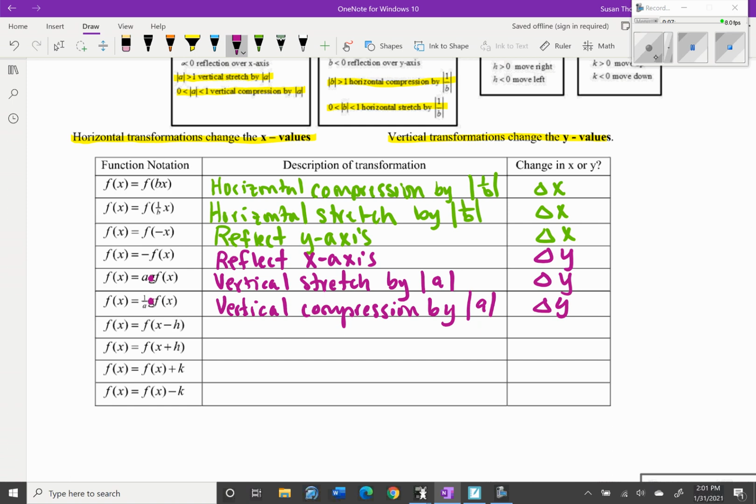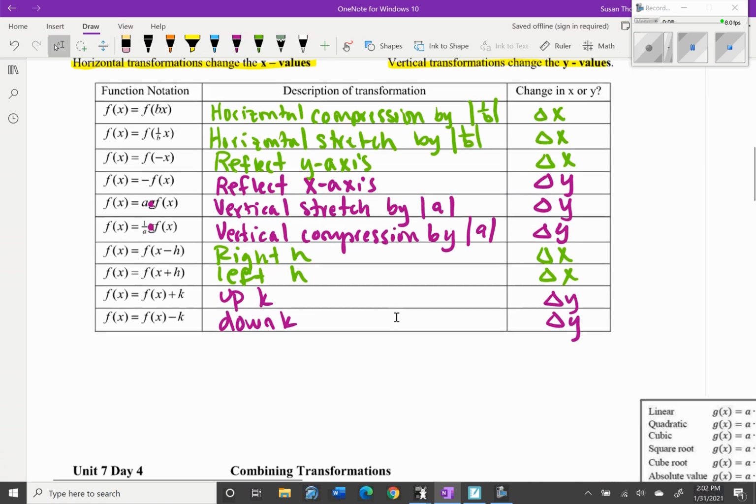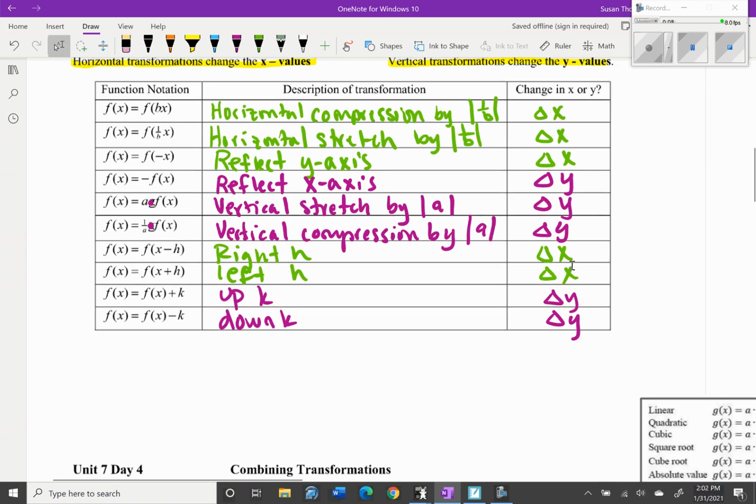So now notice that the h is on the inside of the parentheses, which means this is going to move the graph right h units. So again, moving left to right, remember, changes your x. This one moves it left h units. So again, changing the x. And the k is on the outside. So this one moves it up k units, changing the y, and down k units, again, changing the y. So that's just a description and the change in x or y.